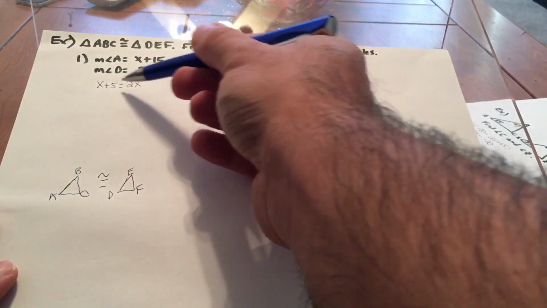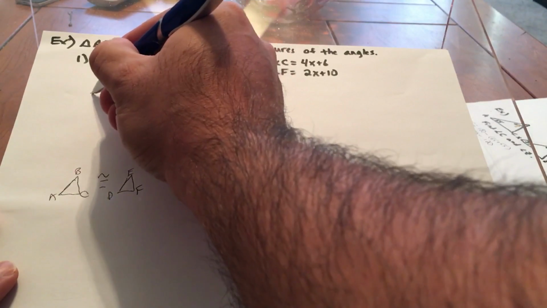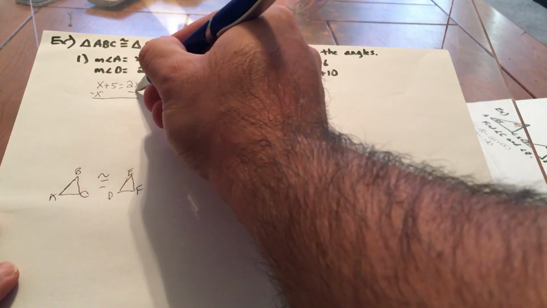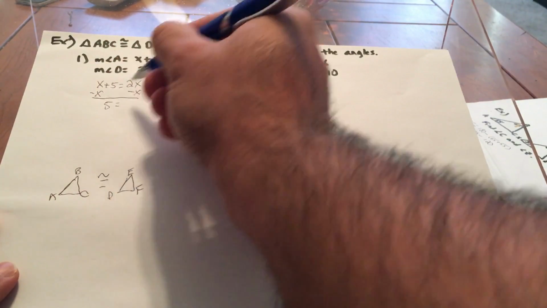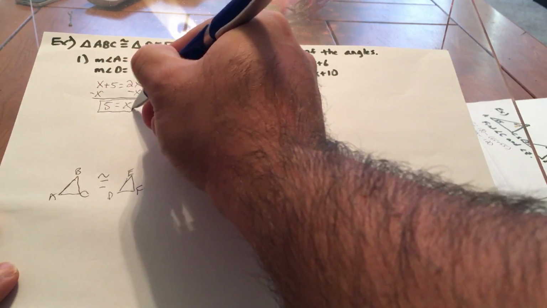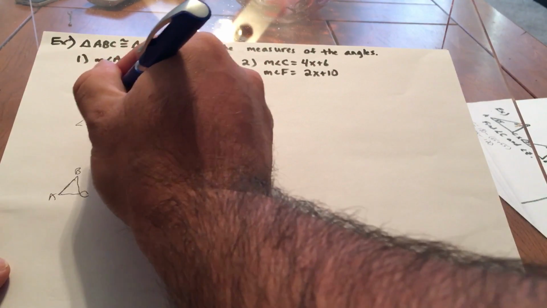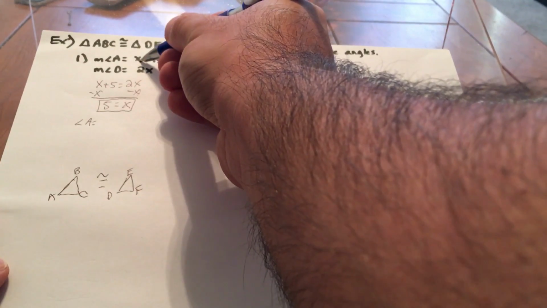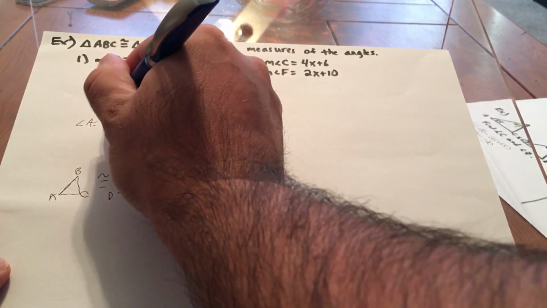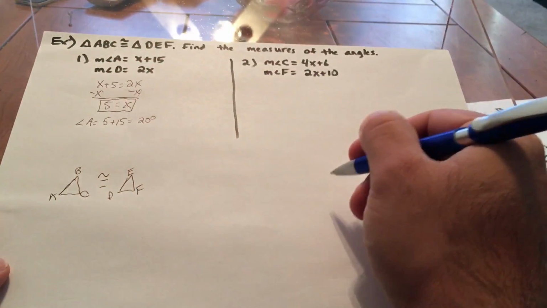All right, notice we have x's on both sides, so we need to get them together. My suggestion here is to subtract x from both sides. And that leaves us with 5 is equal to 2x minus x is x. So there is the measure of x. If you wanted to find the measures of the angles, so angle A, you basically plug in 5 where you see x here. So that's going to be 5 plus 15. So angle A is equal to 20 degrees.